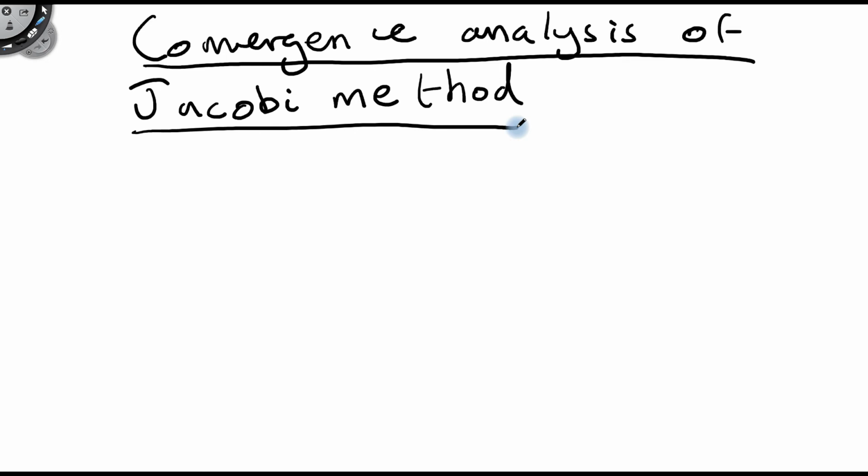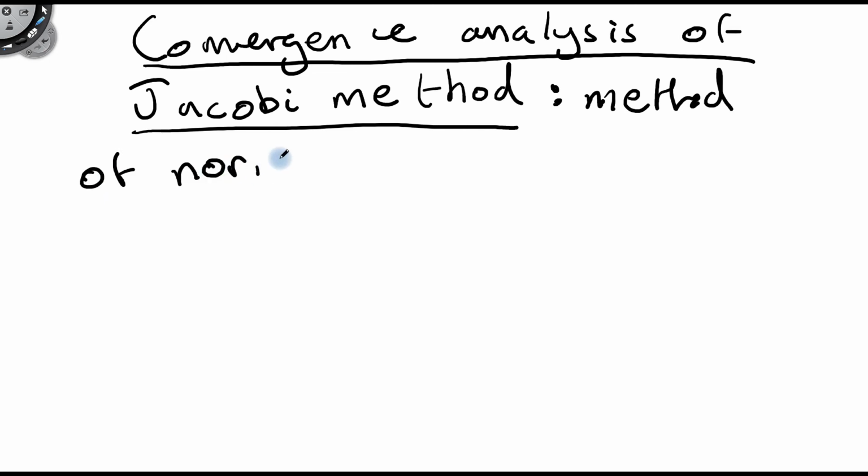So I'm going to actually show you two approaches to convergence analysis. The first one I call in the lecture notes the method of norms, because we use the norms that we've previously defined. And this is probably the most rigorous and complete way of doing convergence analysis, but it's also probably the most cumbersome way as well.